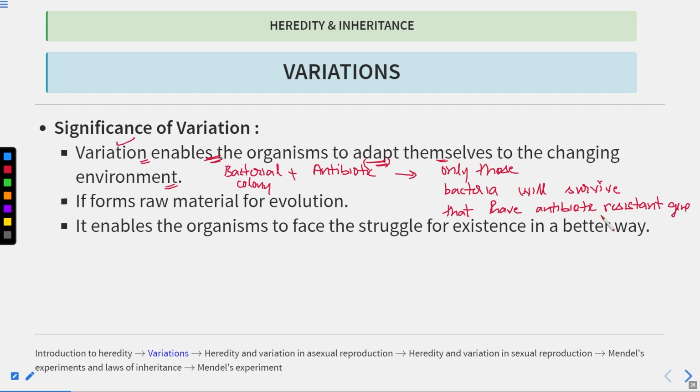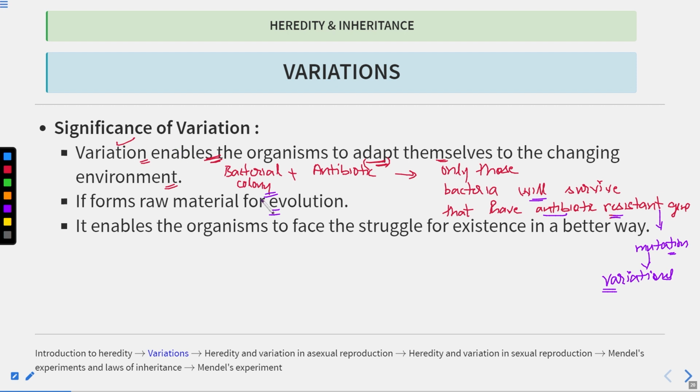And how did this antibiotic resistant gene come? It came due to mutations. So there was a variation. These variations were already present in the bacterial colony. This mutation leads to variations, and these variations help some of the bacterial colony to survive. What was this variation? The presence of antibiotic resistant genes in some bacteria. Now next, it forms the raw material for evolution.